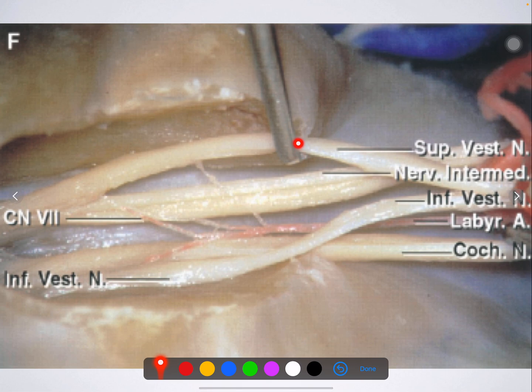Now, if you pull the superior vestibular nerve above and you pull the inferior vestibular nerve below, then you'll be able to see the nerves in front of them. So the 7th nerve and the nervus intermedius are in front of the superior vestibular nerve, while the cochlear nerve is in front of the inferior vestibular nerve. So the arrangement is the superior vestibular nerve, and anterior to it the facial nerve and the nervus intermedius, and the inferior vestibular nerve, and anterior to it the cochlear nerve, and this is the labyrinthine artery going to supply the labyrinth of the ear.